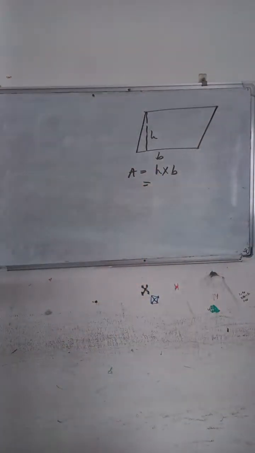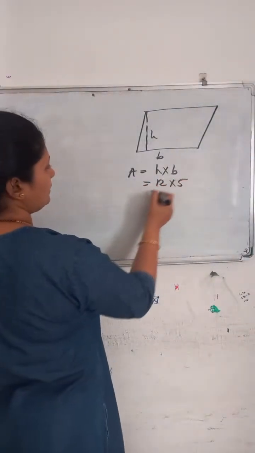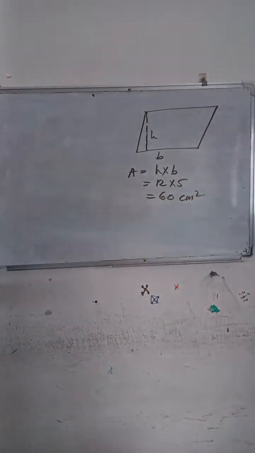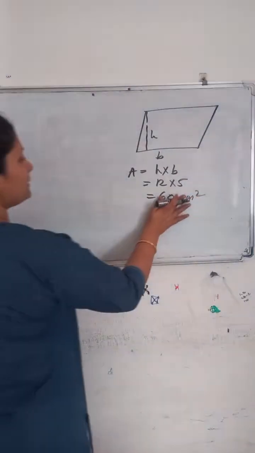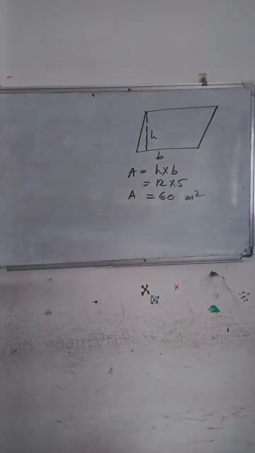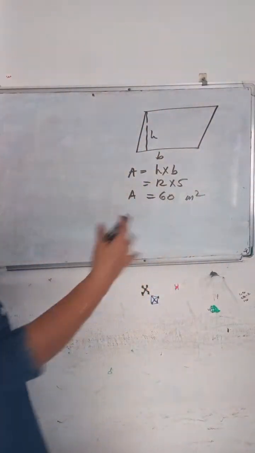And here how much are the base and height given? So here base and height are given as 12 and 5. Okay, 12 into 5. So this is 60 meter square. It is meter square. So area is nothing but 60 meter square. So if this is the area, then we have to calculate the cost of plowing.